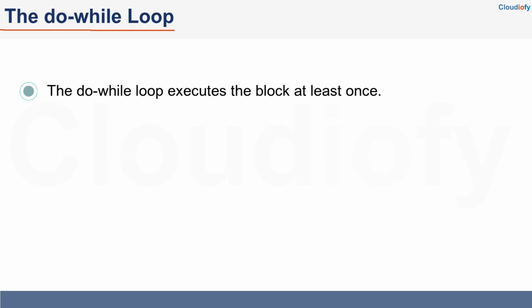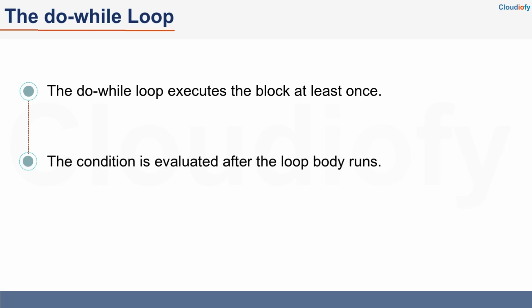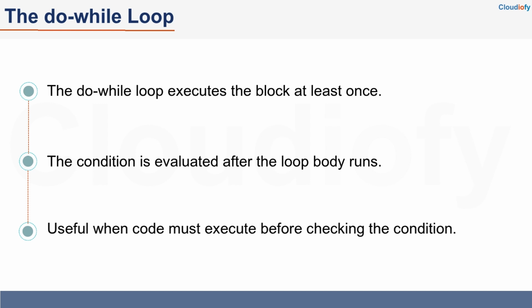Let's talk about the do while loop. The do while loop executes the block at least once. Even if the condition is false, the loop runs the body one time. The condition is evaluated after the loop body runs. The key difference is that it checks the condition only after running the code block. Useful when code must execute before checking the condition. It's best to use when you want the code to run first, and only then decide whether to repeat it.